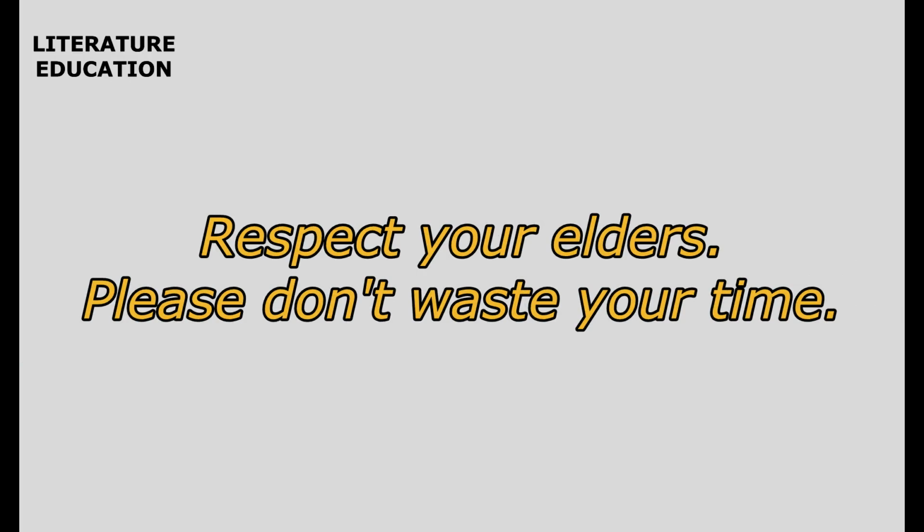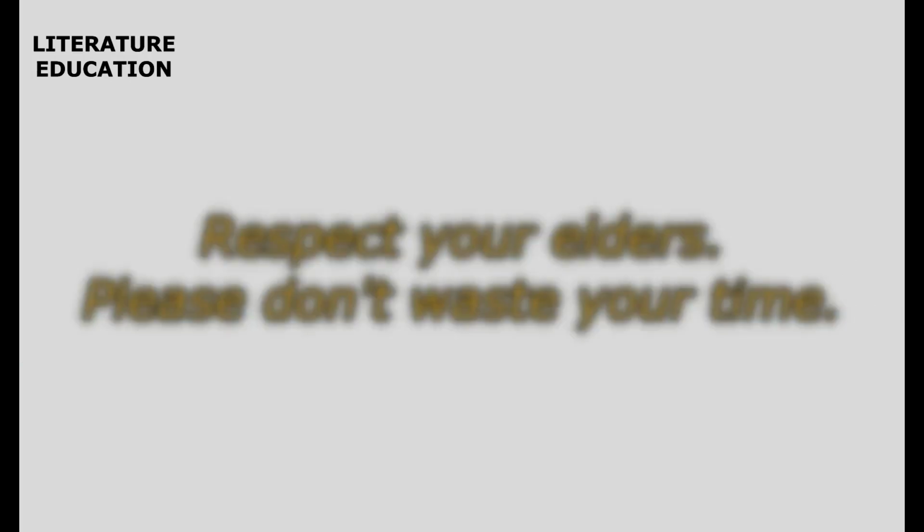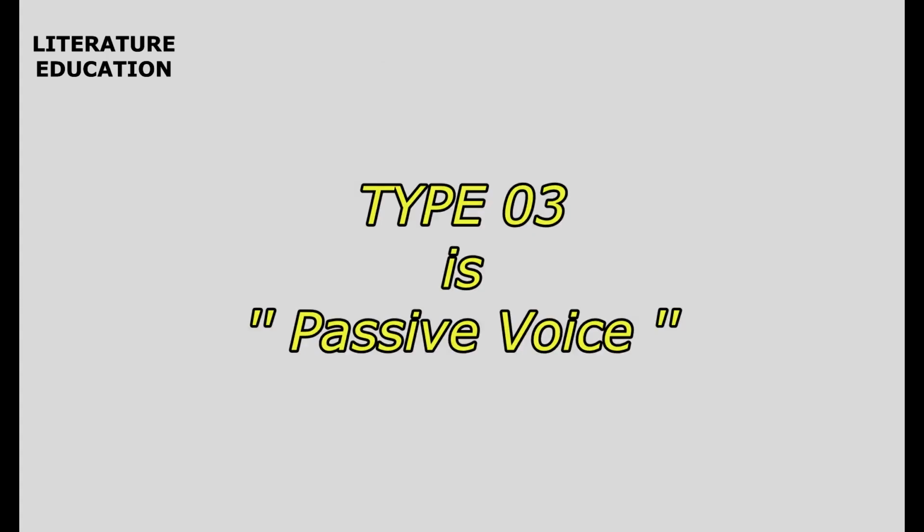These are called imperatives. In type 3, the basic sentence structure converts into object, verb, and subject. Such examples are called passive voice, in which objects come at the beginning.